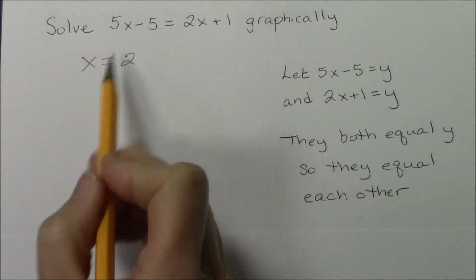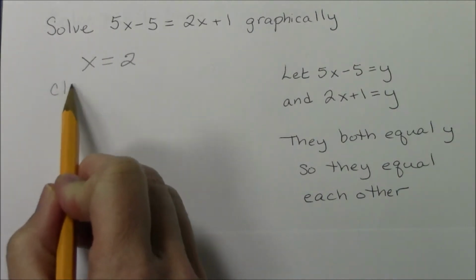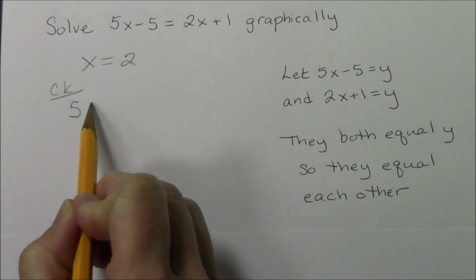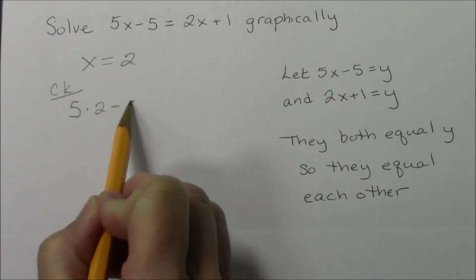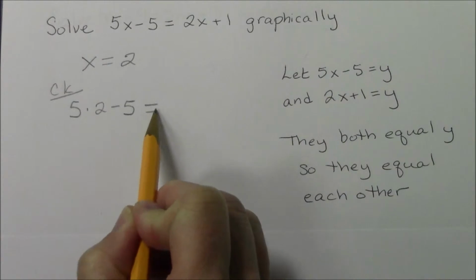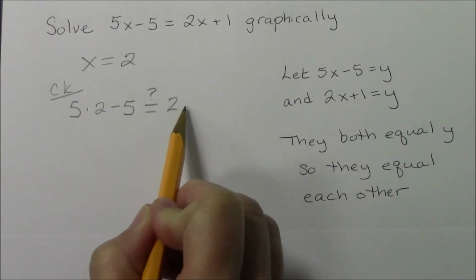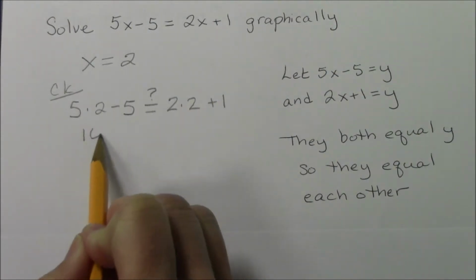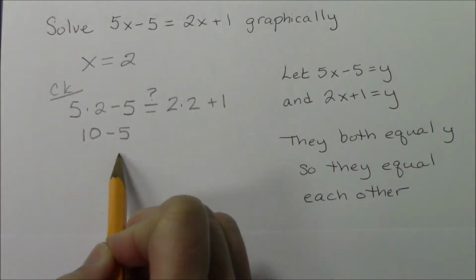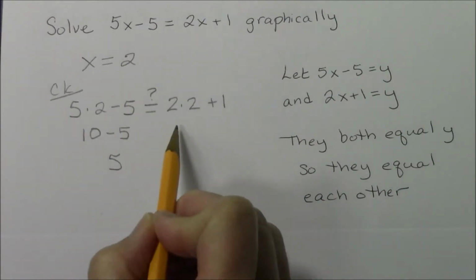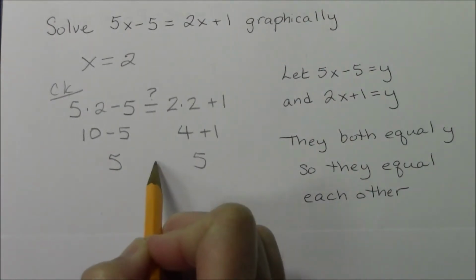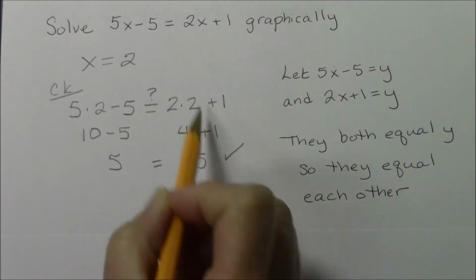However, we can still check it with algebra to make sure that x equals 2 is correct. So we can plug in 5 times 2 minus 5, and we want to see if that equals 2 times 2 plus 1. 5 times 2 is 10. 10 minus 5 is 5. 2 times 2 is 4. 4 plus 1 is 5. So yes, they do equal each other.